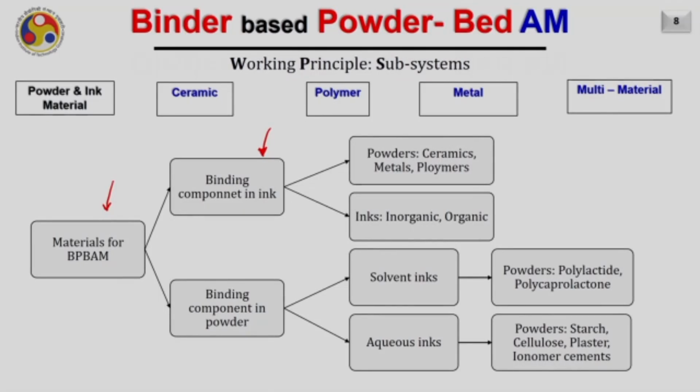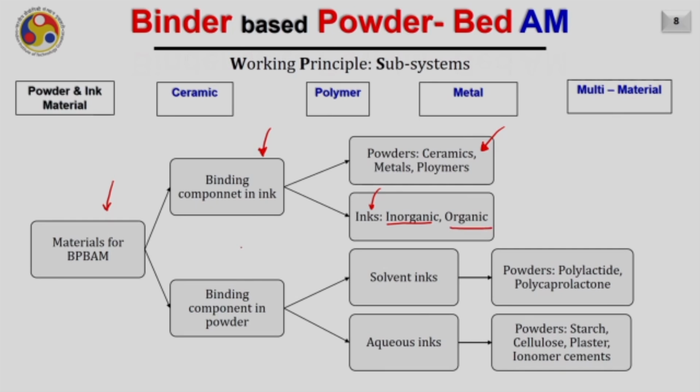That will not make much difference, because these particles will bind together by the strength of the binder which is coming from the top, and the green parts can be created. So these are the possibilities of powder like ceramic, metal and polymers when the binding component is in the ink. And the ink in that case can also be of two types. Either it can be an inorganic ink or it can be an organic ink.